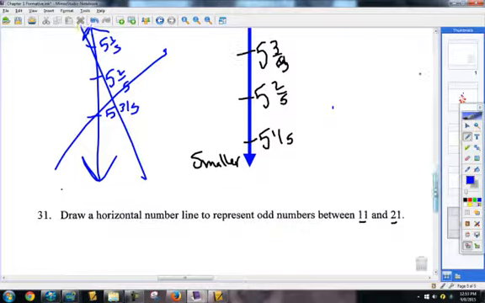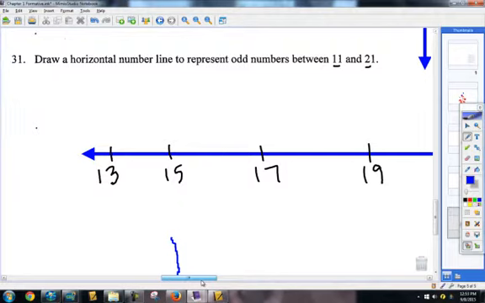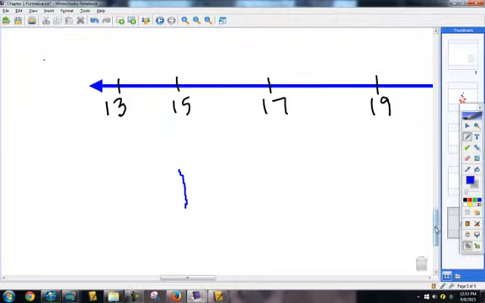Okay, and then number 31, since it says between, odd numbers between 11 and 21, we would not include 21 and 11 on there. The first odd number after 11 is 13. And the last one before 21 would be 19. At the bottom, put how many you missed.